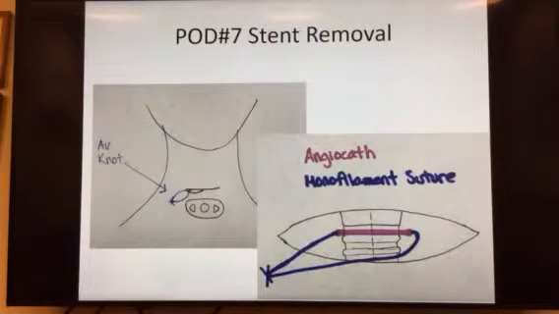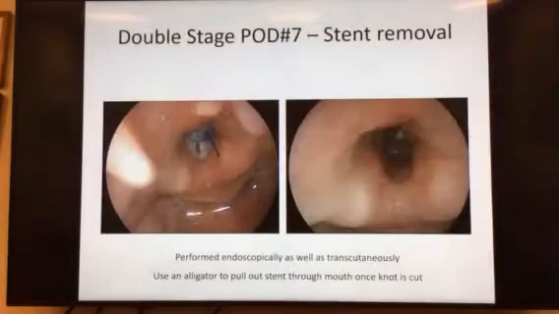It will be passing through an angiocath, which is situated in front of the trachea. And when you cut the air knot, that will release the stent from being held in place. Then you can take the stent out endoscopically through the mouth. So you use a big alligator to pull the stent out through the mouth once the knot is cut in a transcutaneous fashion.